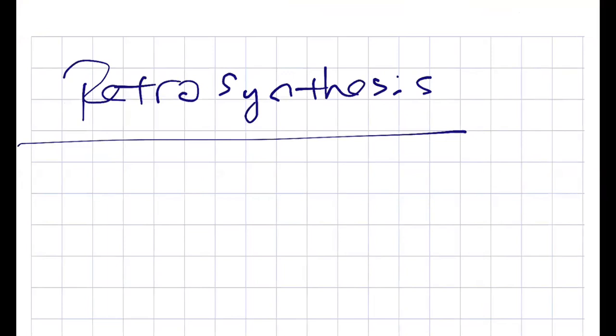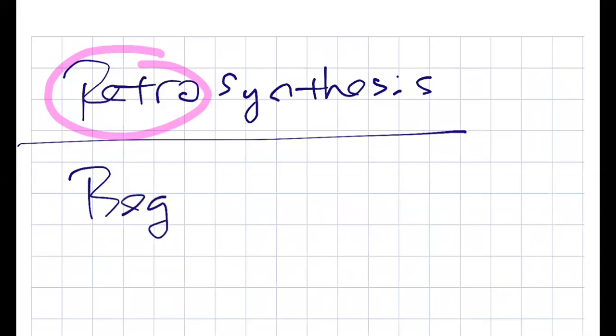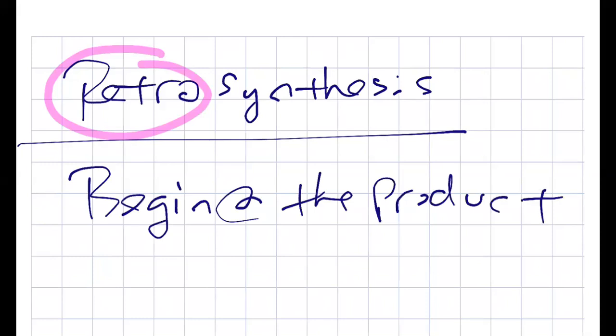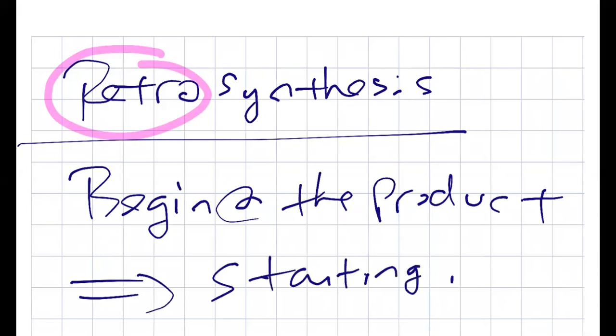All right. So what is retrosynthesis? Anybody? What does retro mean? Besides Jordans that came out 30 years ago. Yeah, it's actually working backwards, right? So a retrosynthesis is if you begin at the product and work back towards the starting materials. You start with the product and then you break the product apart into its precursors.